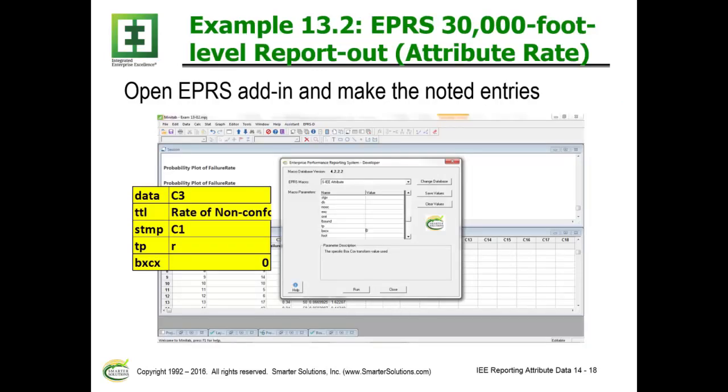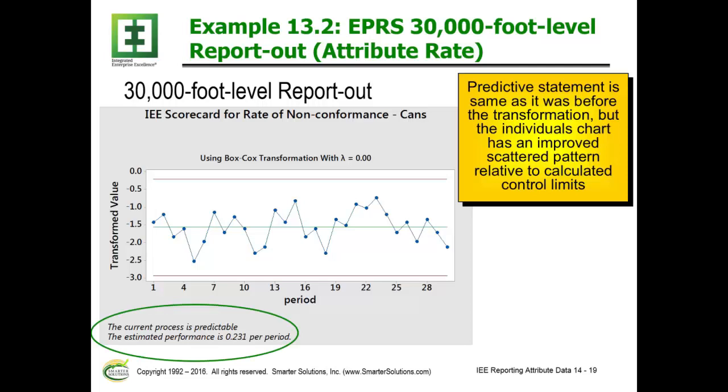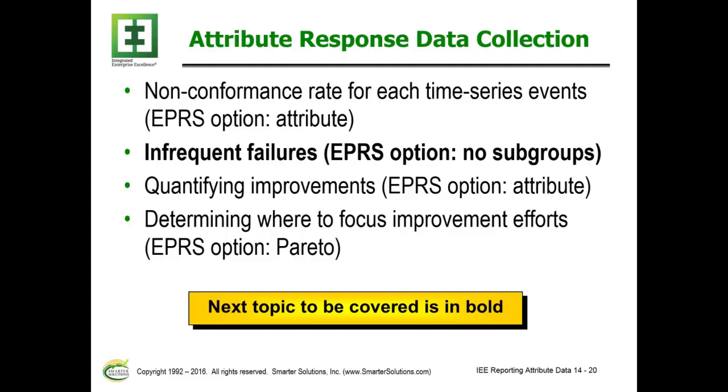Now if we open up these noted values for the attribute scenario, we get a Box-Cox transformation shown with lambda equals 0 as a header at the top, and values at the bottom where estimated performance is in real units, even though the y-axis on the plot is in transformed values. We notice it has a natural scatter to it, so that makes us feel a little better. In this particular case, the non-transformed chart did not indicate any special cause signals, but it could have. So let's now move on to infrequent failures.